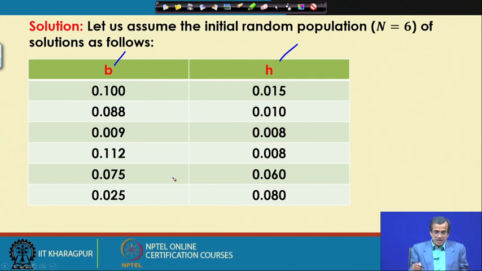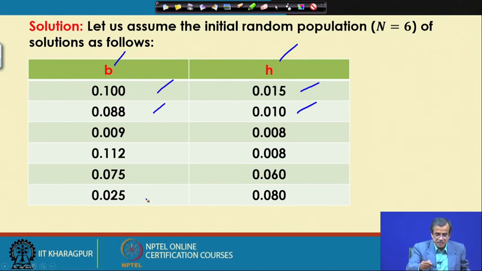using the random number generator lying within their respective ranges. If you see the range for b and h, all such values are generated within their respective ranges. For the first solution, b is 0.100 and h is 0.015. For the second solution, b is 0.088 and h is 0.010. Similarly, for the third, fourth, fifth and sixth, the values of b and h have been generated at random lying within their respective ranges.